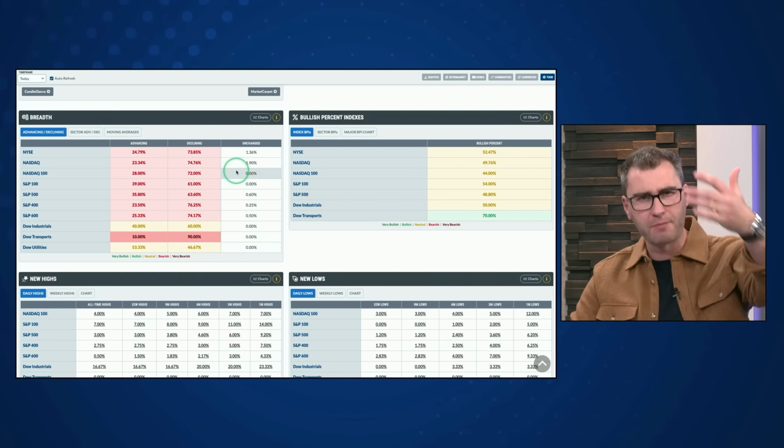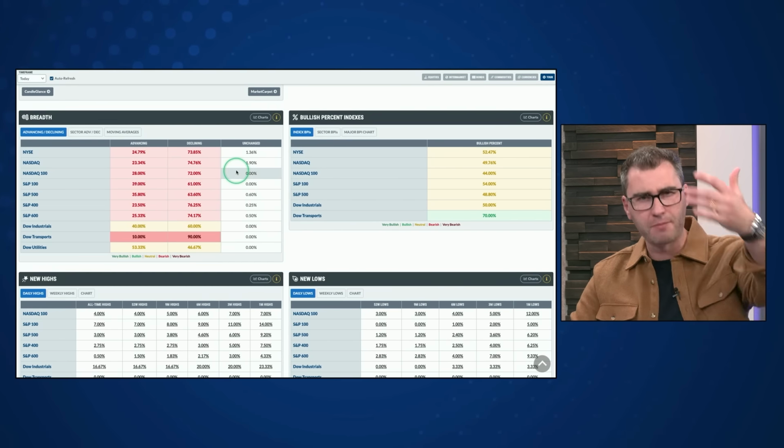So in the breadth panel, we can see advancing and declining issues on the day. I love to look at that, as well as sector advancers and decliners. So what percentage in those different sectors are advancing or declining on the day. The one that I really want to highlight here today is the moving averages view. I love this table. It is a great way to think about the market, and the way that we've color-coded this as well. So really simple, kind of like a traffic light.